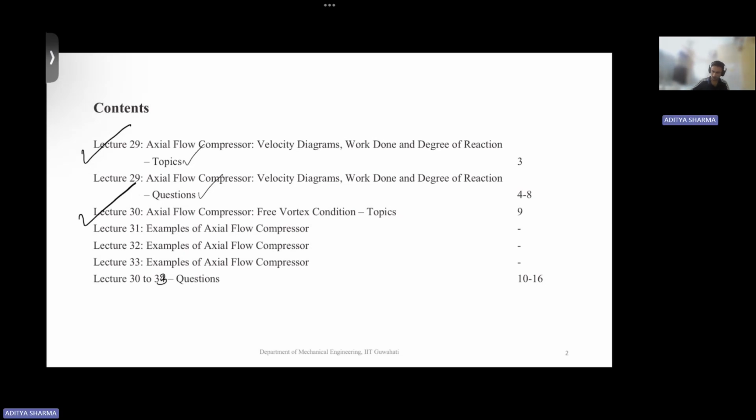Then lectures number 31 to 33 are on numericals. We'll be discussing lecture number 29 and 30, and then we'll see paragraphs and questions based on that, and verifications based on that. Right? Yes. So let's move ahead.